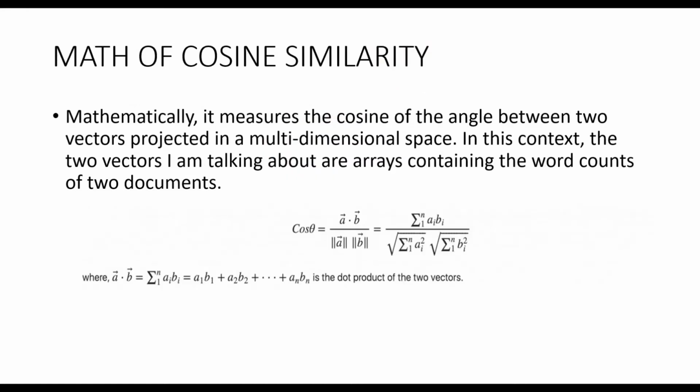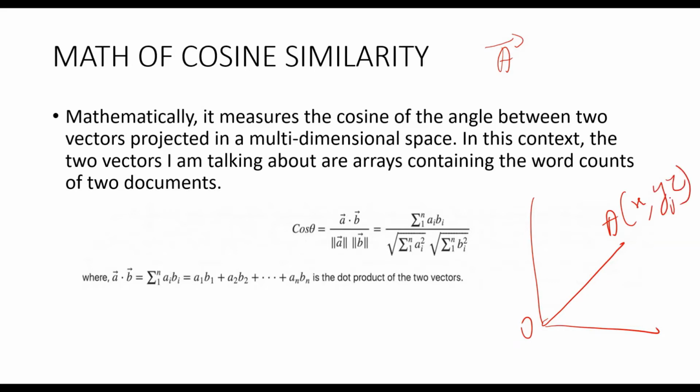This is the math behind cosine similarity. I already discussed cos theta is equal to a dot b divided by modulus of a times modulus of b. When we use it, take any vector, say vector OA. If its coordinates are x, y, z, OA can be represented as xi plus yj plus zk. This is vector A. In the same way, vector B can also be represented.